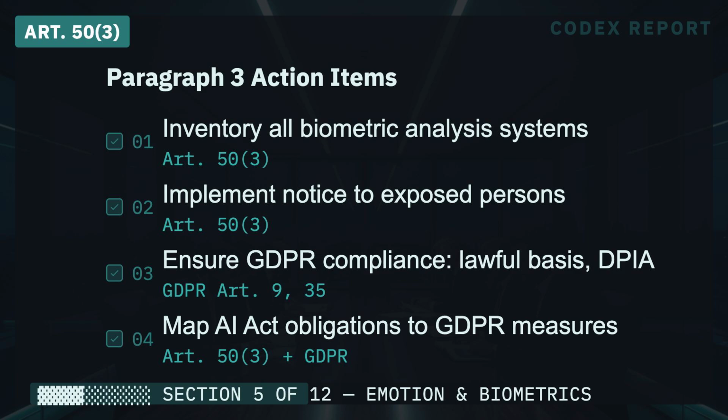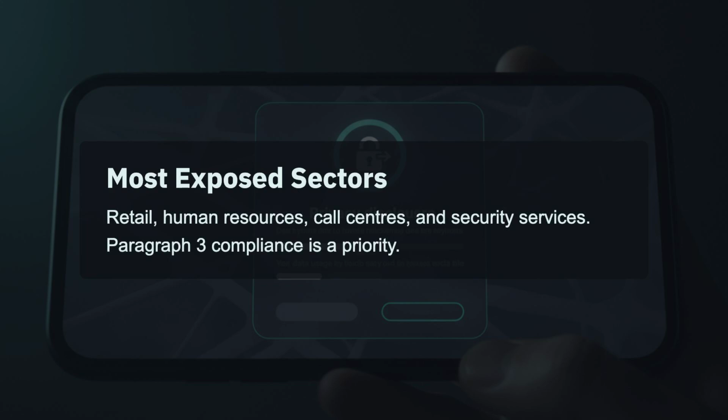Third, ensure GDPR compliance is in place: lawful basis, DPIA where required, data subject rights, minimization, storage limitation. Fourth, document the intersection. Maintain a register that maps each emotion recognition or biometric categorization deployment to both its AI Act obligations and its GDPR compliance measures. This paragraph will affect sectors disproportionately. Retail, human resources, call centres and security services are the most exposed. If your organisation operates in any of these sectors, paragraph 3 compliance should be treated as a priority.